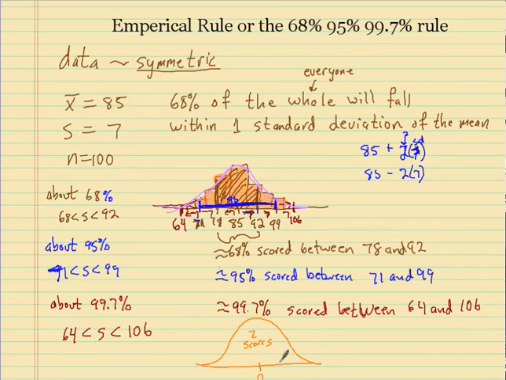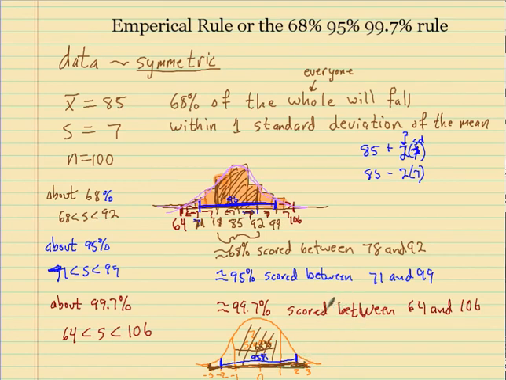In the middle would be 0, and this is 1, this is negative 1, this is 2, negative 2, and 3, negative 3. And if you look at this, it kind of makes sense, because 68% would be this little part here. But if I extend it out farther, that's more. This would be 95%. And the last one would cover this area right here, even farther out, which would be 99.7.